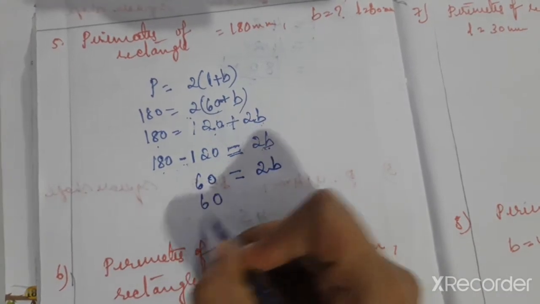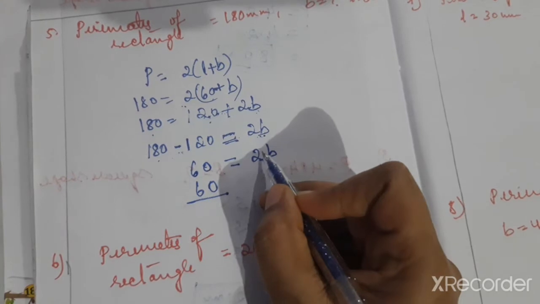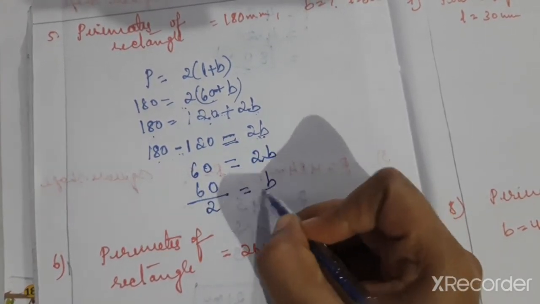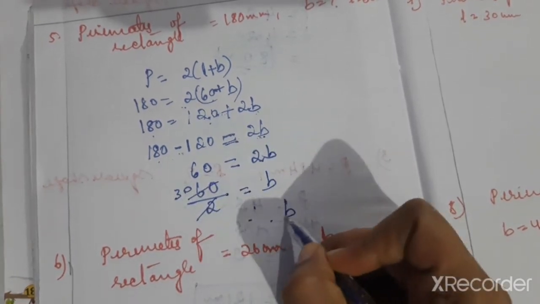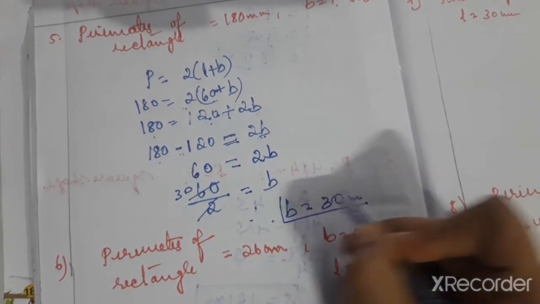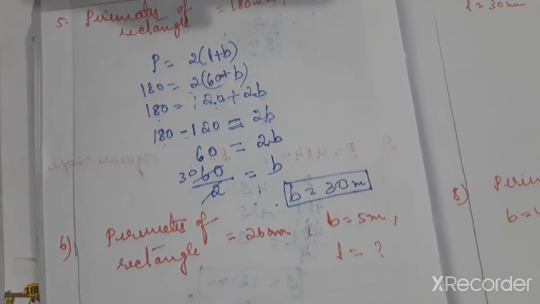So 60 by 2, because in between 2 and B the symbol is always division, and this is B. 2 ones are 2, 2 30s are 60. Therefore B, breadth, equals 30 meter. That question is over.